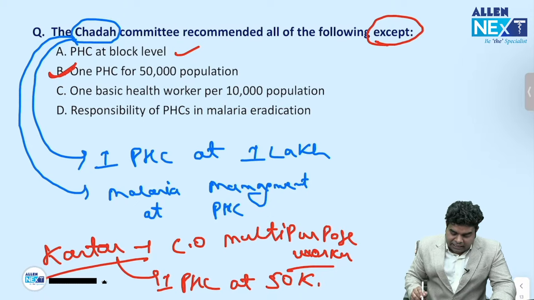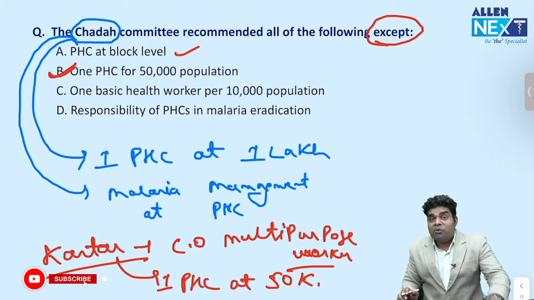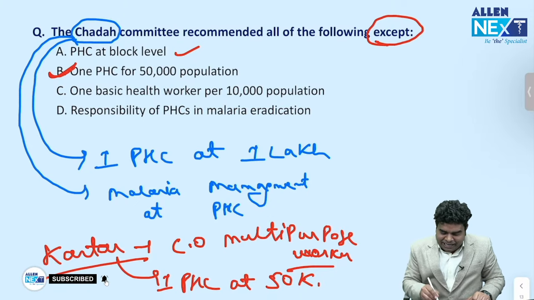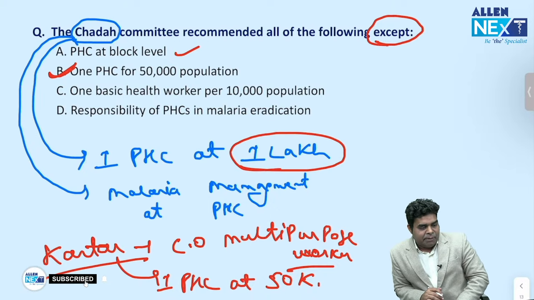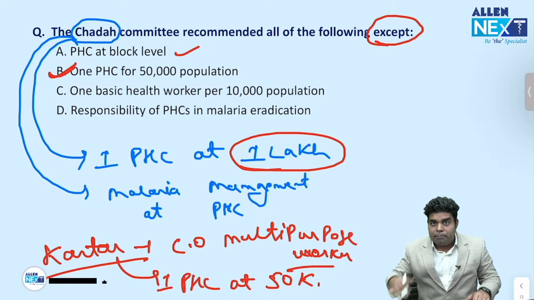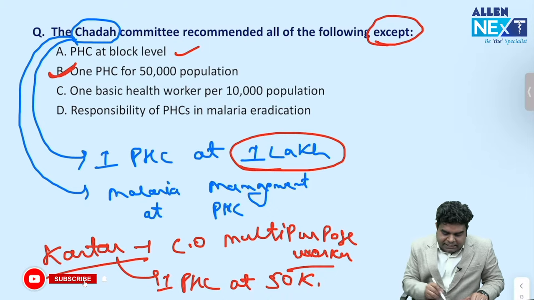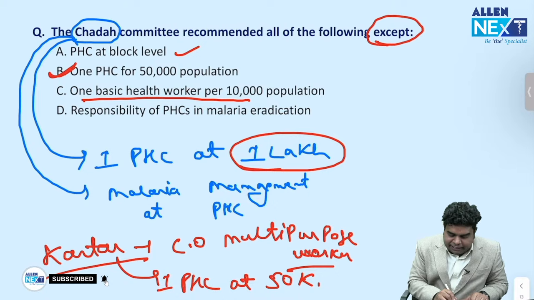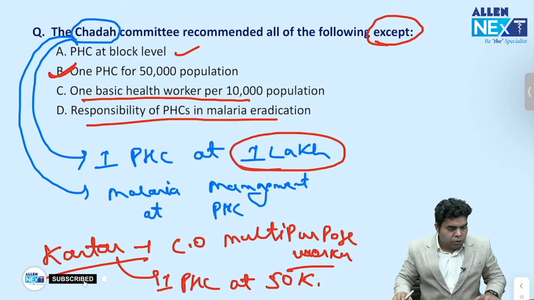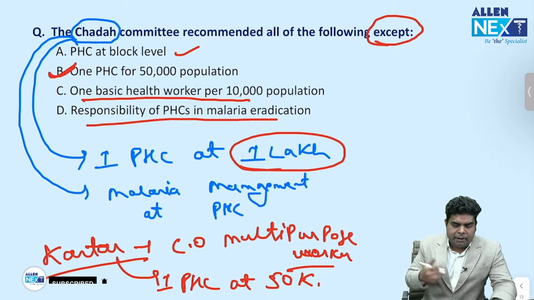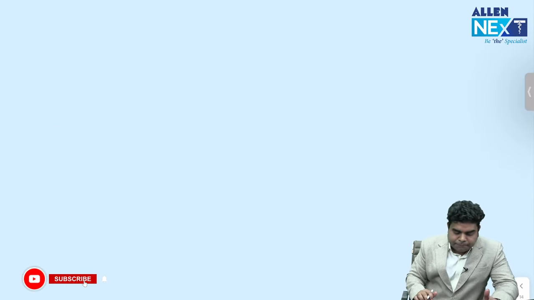So this one PHC at 50,000 is a wrong statement for Chadha. PHC at block level is correct, because block level is where we have CHC, and CHC is at 1 lakh. So Chadha was recommending that PHC should be at block level or 1 lakh. Basic health worker per 10,000. And responsibility of PHC in malaria management, which I was talking about. These two they frequently ask, Chadha and Kartar, but let's revise other committees very quickly.